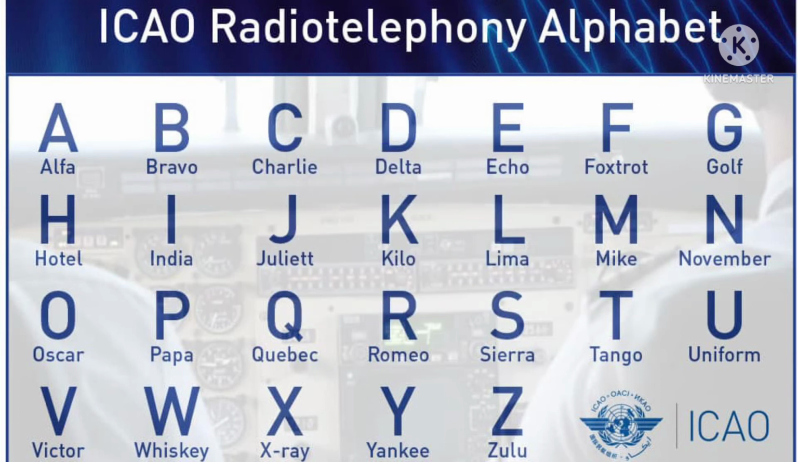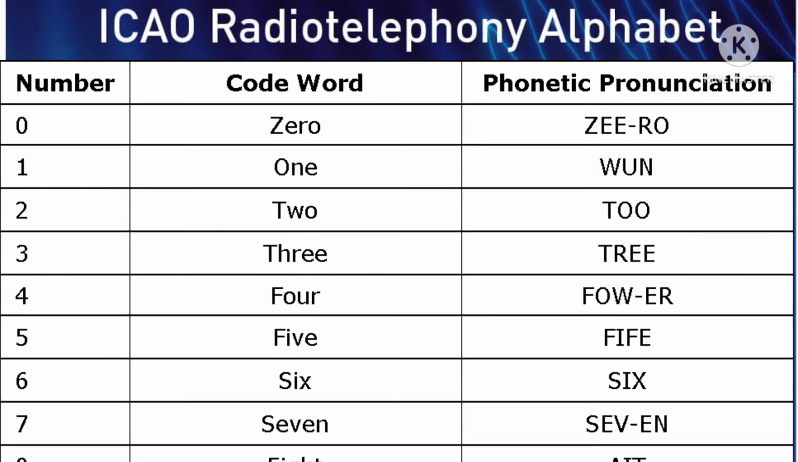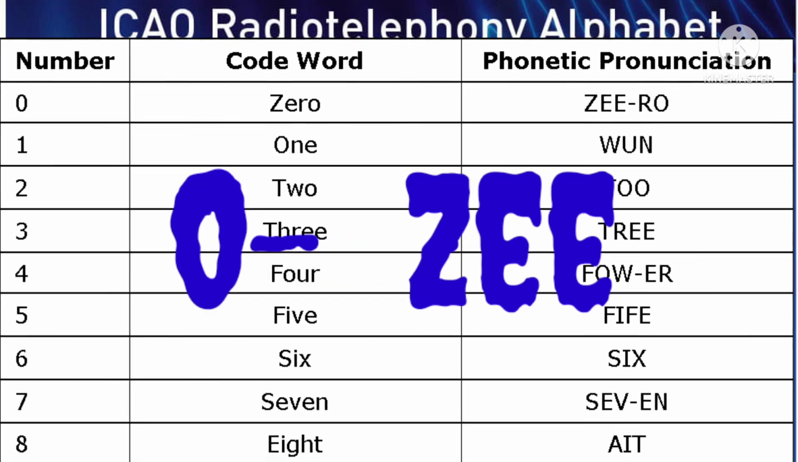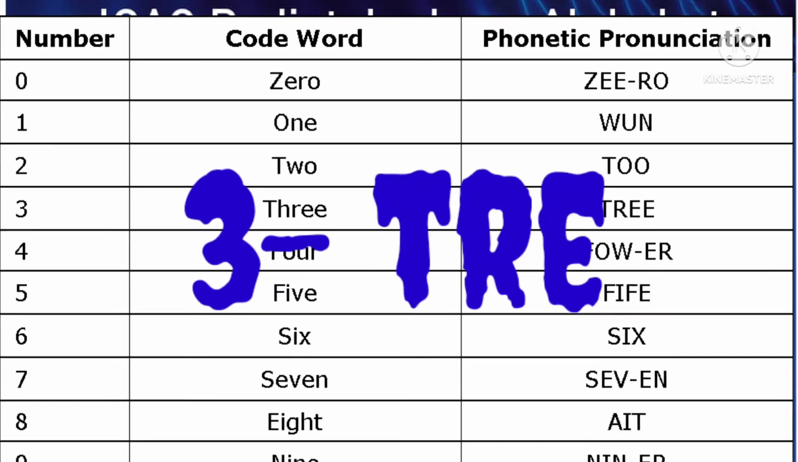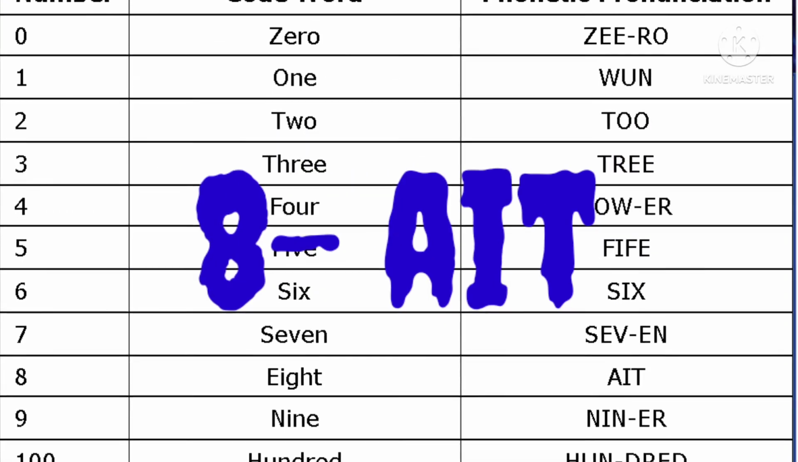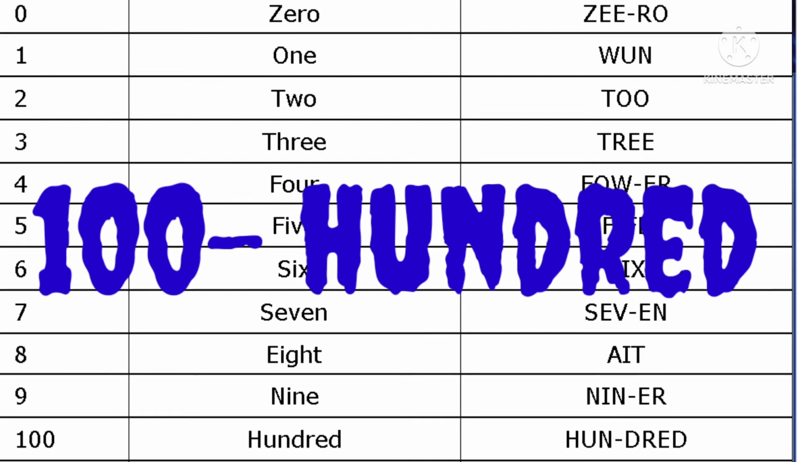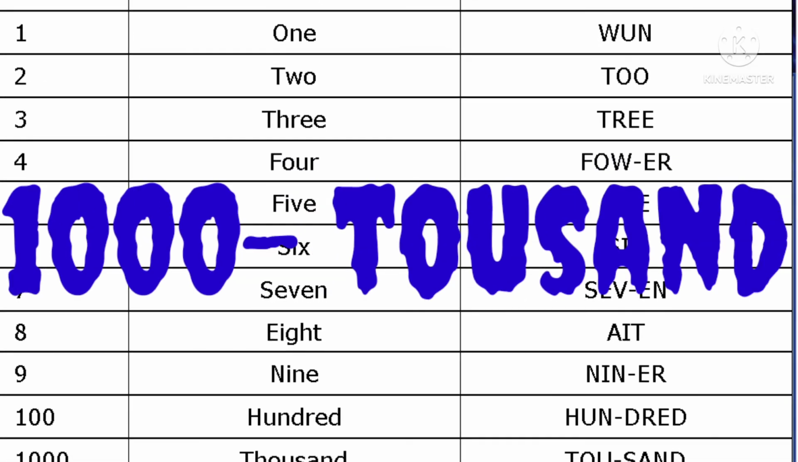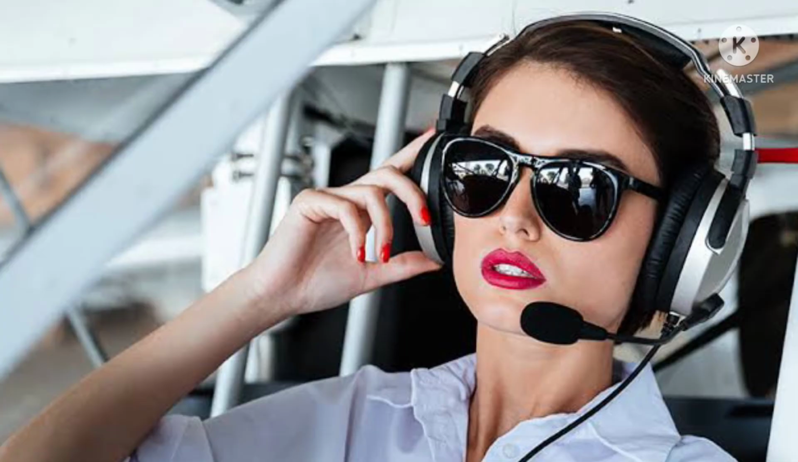The ICAO also offers guidance on pronouncing numbers: 0, 1, 2, 3, 4, 5, 6, 7, 8, 9 and 100. Here 9 is pronounced as niner, remember this.